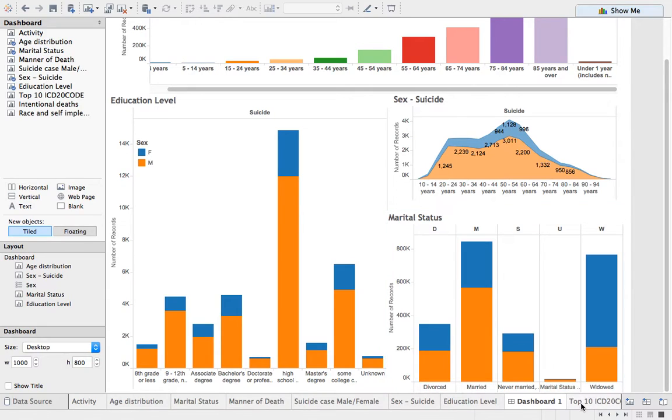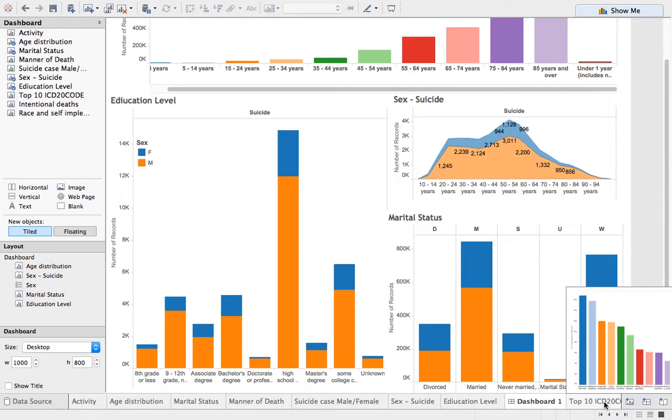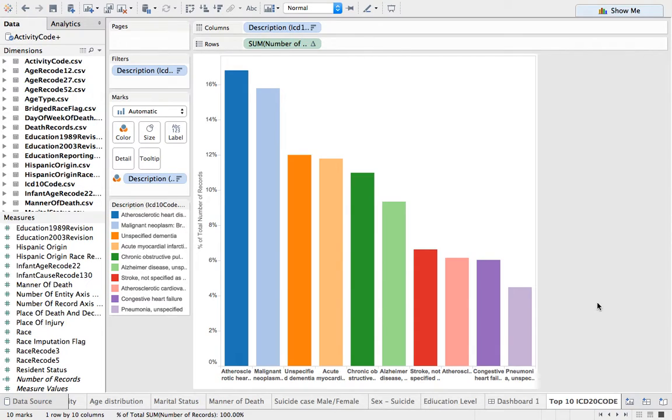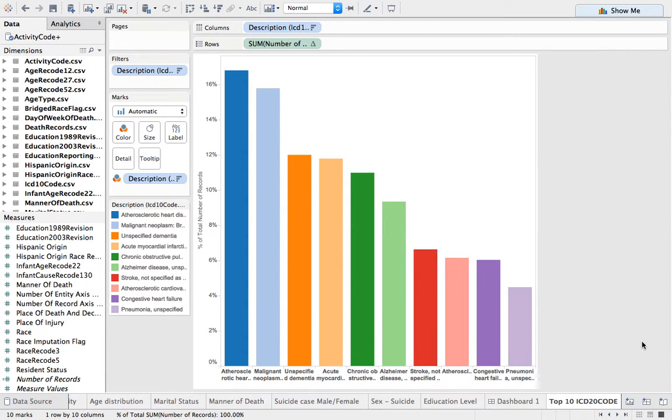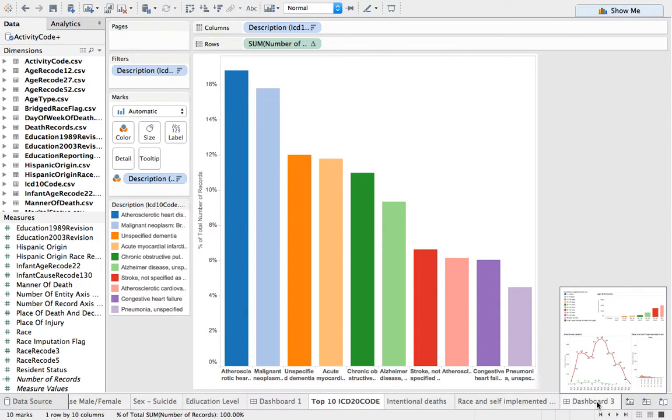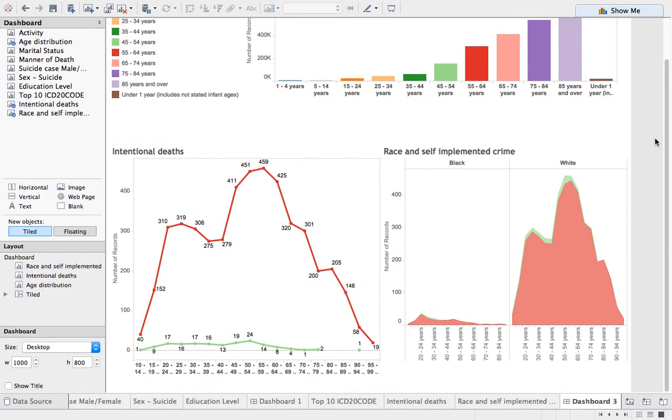Let's go into another chart, which is the ICD-10 code. It depicts all the external factors for death and the diseases. We can see the top 10 here. It's mainly heart disease, so heart disease is the main factor in the death records in the database. We can also see Alzheimer's and chronic diseases as contributing factors. So let's go into another dashboard and check the charts.